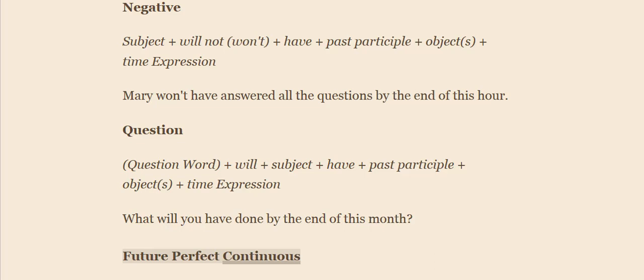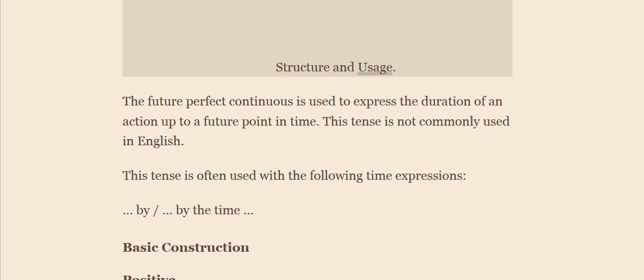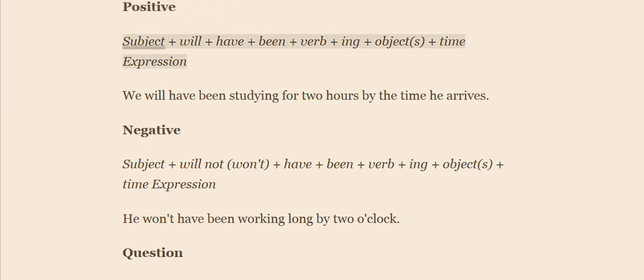Future perfect continuous. Structure and usage. The future perfect continuous is used to express the duration of an action up to a future point in time. This tense is not commonly used in English. This tense is often used with the following time expressions: by/by the time. Basic construction: positive: subject plus will plus have plus been plus verb plus -ing plus object(s) plus time expression. We will have been studying for 2 hours by the time he arrives.